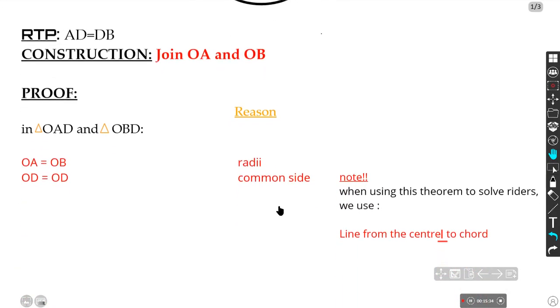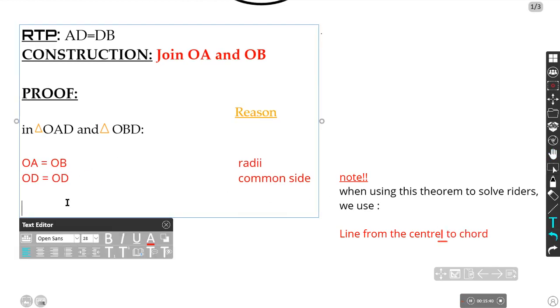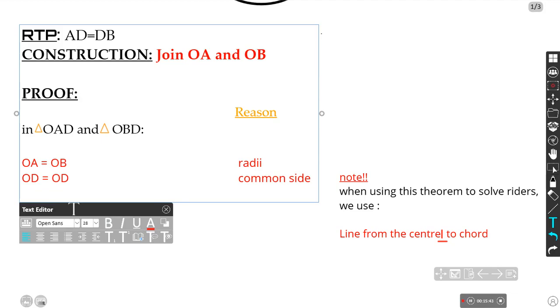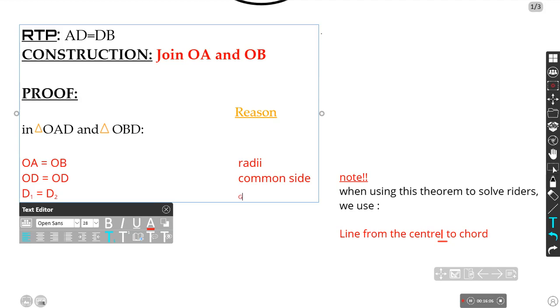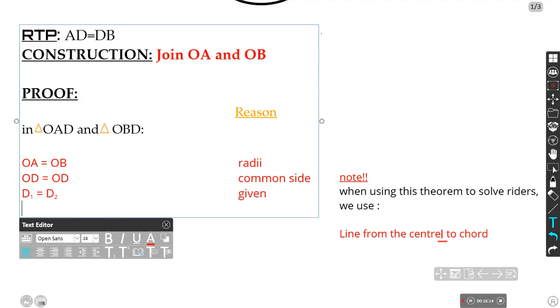So what are we going to say? We're going to say angle D1 equals angle D2. Then the reason is because we are given. I don't know why it's in small letters. Okay. Because we are given. Okay, right?